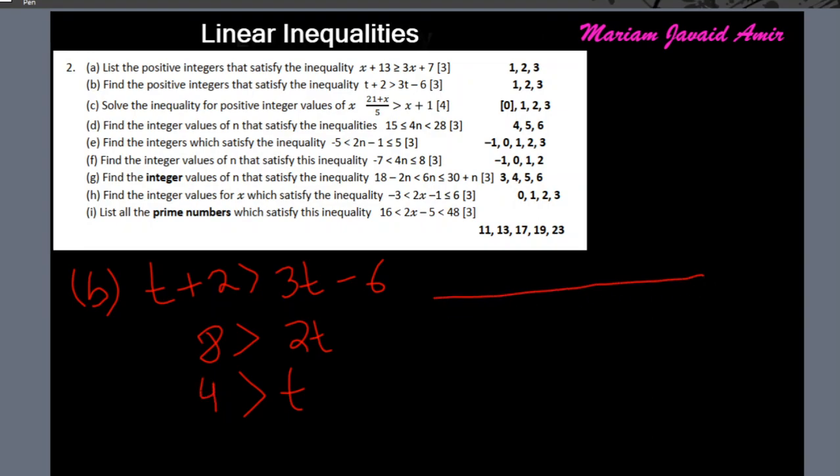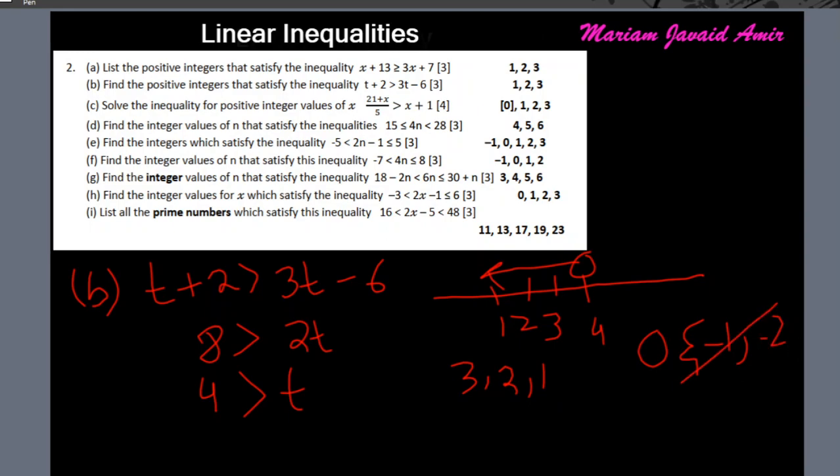So on a number line again, in case you want to draw a number line, although it can be done without that, 4 and then smaller numbers would be 3, 2, 1. So we're not including 4 this time because it does not have an equals to sign with it. So the answers are simply 3, 2, 1, and we won't include 0 and the negative numbers, etc., because the question says find positive integers. So the positive integers are only 3, 2, 1 in this case.